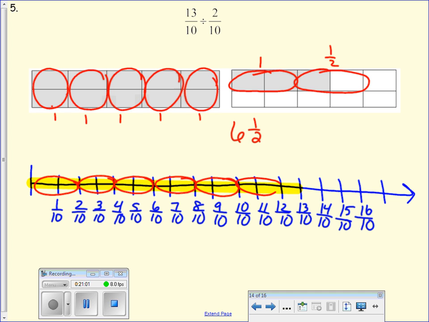So now, Grace, this answered your question before. Should I stop my number line at 13/10? The answer is no. Keep going because you may need those blanks to complete another group. So again, 1, 2, 3, 4, 5, 6.5. So no matter what method you use, we still get 6.5 groups of 2/10 in 13/10.